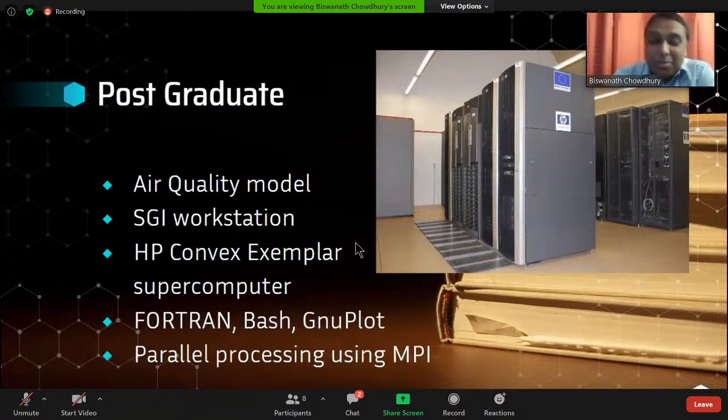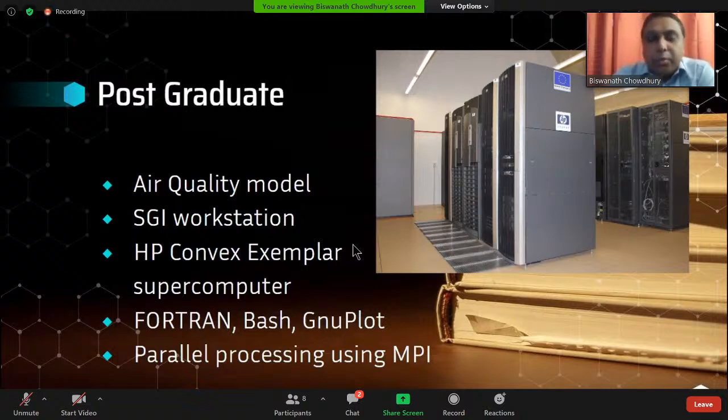We also had access to a high performance computer. This was HP, which is the HP Convex computer. HP is based in Palo Alto. And again, we were using Fortran for the main program. The other technology I was mostly using was Bash scripting, and I was using GNU plot for plotting. So these models we would run, and they take a lot of computer resources.